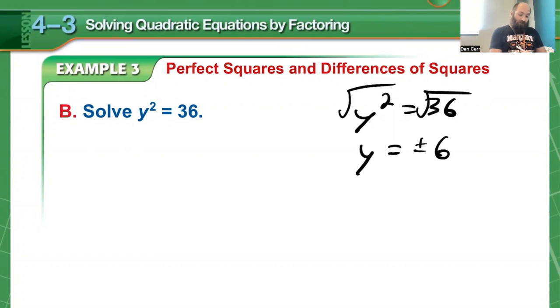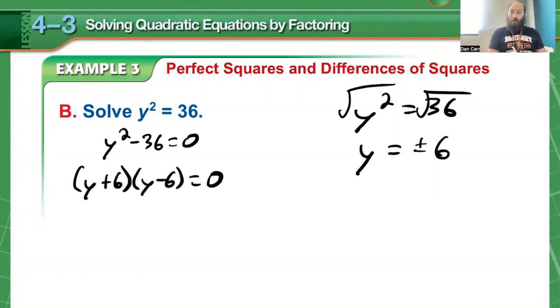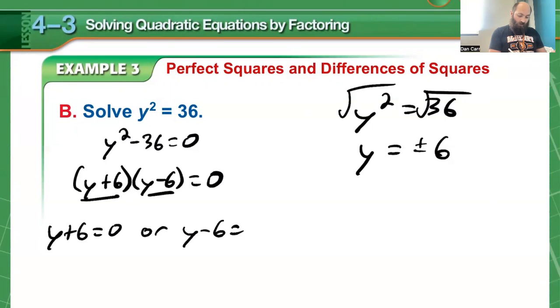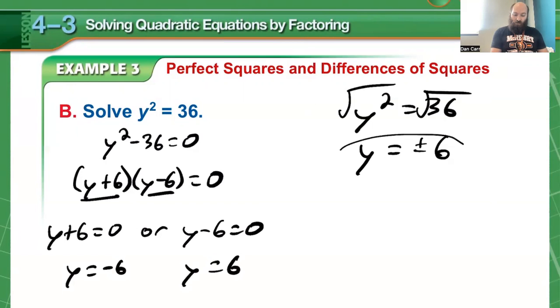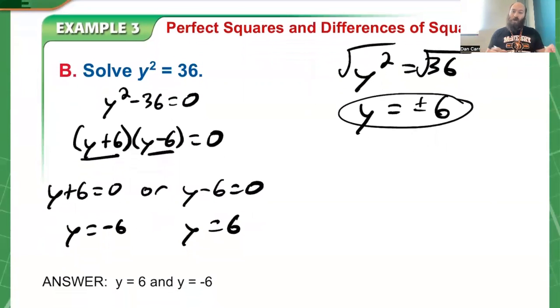In terms of our factoring, the first thing we want to do is make it equal to 0. So I subtract 36 over. Then I do my factoring and I treat it like it's a 0y in the middle. So this is a difference of perfect squares, and it ends up being y plus 6, y minus 6. According to the zero product property, y plus 6 equals 0 or y minus 6 equals 0. Solve them both, I get negative 6 and positive 6. And that's the same thing as over here: y equals 6 and y equals negative 6.